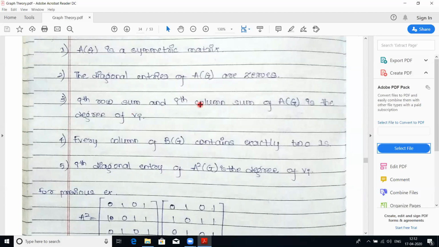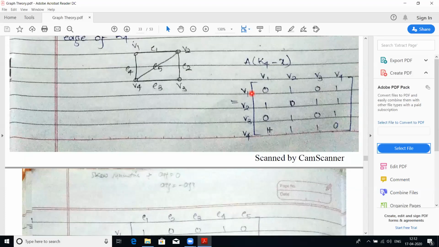Sorry, it is the ith row sum and the ith column itself. If I take the first row, I have to take the first column itself. If I take the second row, I have to take the second column itself, and so on. First row sum is 2, first column sum is 2, so 2 is the degree of vertex V1.